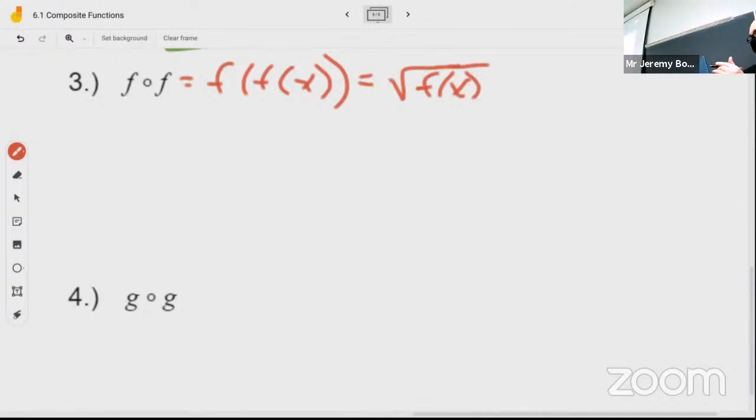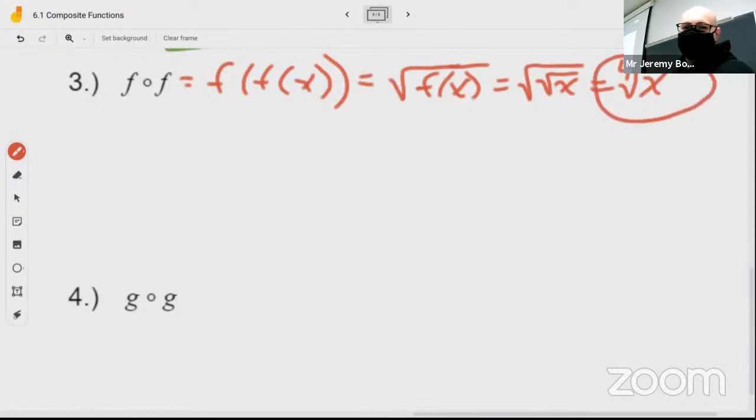Which F of X is also the square root of X. So we're going to have the square root of X. Can we simplify that in any way? There you go, good. So it's going to be the fourth root of X. And that's going to be our composite function.